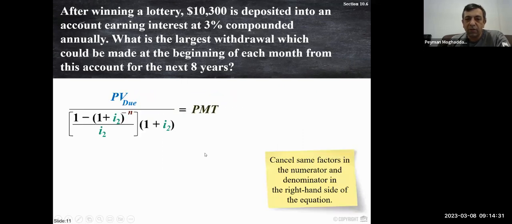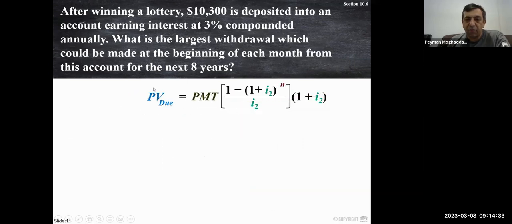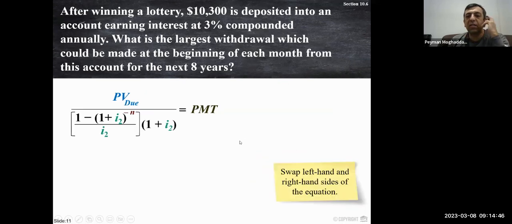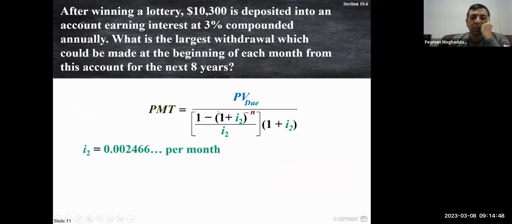Or we can just keep the same equation, find this guy, put this guy here, and calculate the guy on the right, and then the PMT is going to be the guy on the left divided by the guy on the right, right? So that's the second way of doing it, okay? But anyway, now we have to calculate this guy, okay?